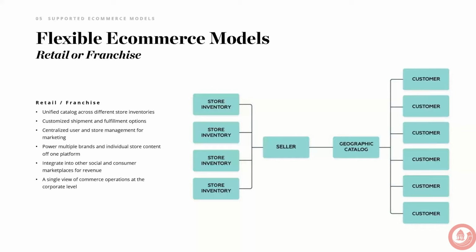Next up, we have what we call a retail or franchise model. So in this case, you have a unified catalog, but you have different store inventories. And then you again have centralized user and store management. You can have multiple brands, as we saw in the B2C scenario. And this allows you to have a single view of the commerce operations at a corporate level.